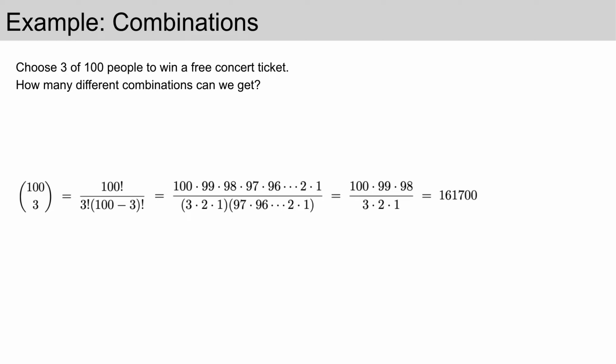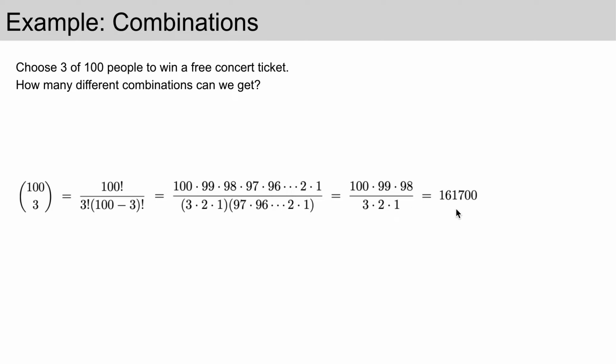Finally, we can plug in some numbers. We can write out 100 factorial in the numerator, and 3 factorial and 97 factorial in the denominator. Now these factorials are pretty large, thus they might trip up our calculators or computers. If so, we can simplify the calculation by noticing the terms that cancel out of the numerator and denominator. We're then left with 100 times 99 times 98 divided by 3 times 2 times 1.